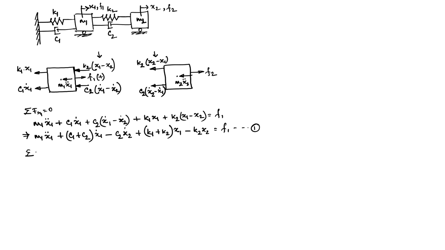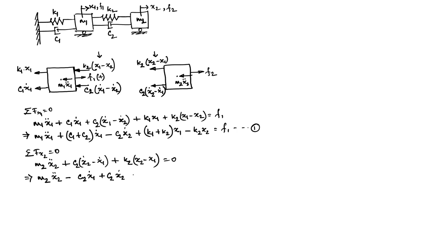Similarly, if we consider equilibrium for the second mass, we will have m2 x2 double dot plus c2 times (x2 dot minus x1 dot) plus k2 times (x2 minus x1) is equal to 0. Then again, if you simplify this equation, we will have m2 x2 double dot minus c2 x1 dot plus c2 x2 dot, then again minus k2 x1 plus k2 x2, and on the right hand side, if you have a force, then it will be f2. So, this is equal to f2. That is the second equation.